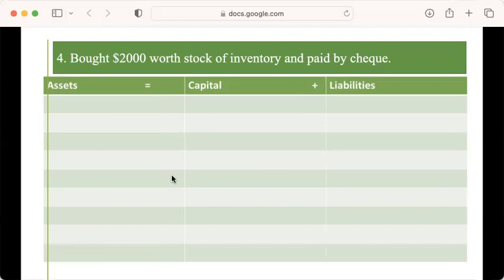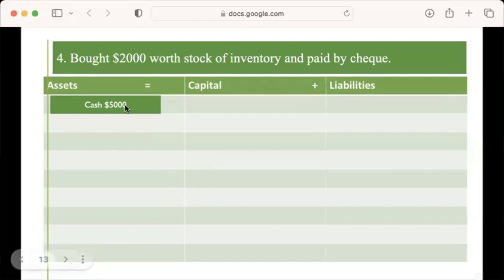What do we mean by stock of inventories? Equipment, vehicles, machines, all that maybe we are buying to use. Unless our business is selling equipment, vehicles, or machines, those are for use. But let's say, for example, our business is about selling shirts. Then the stock of shirts is what we mean by stock of inventory. So we bought $2,000 worth of stock of inventory and paid by check.